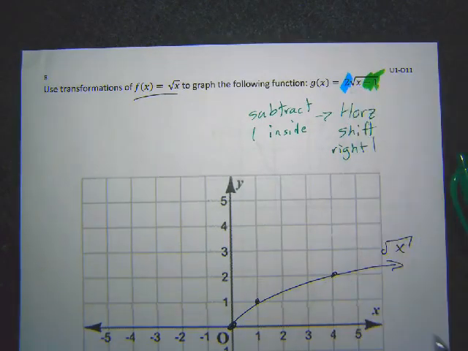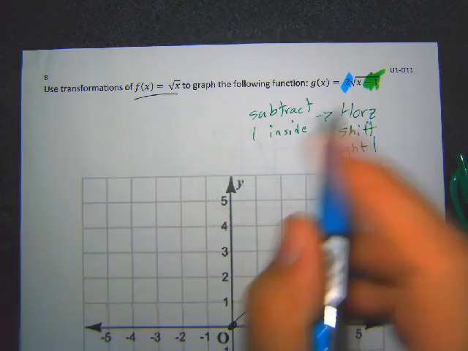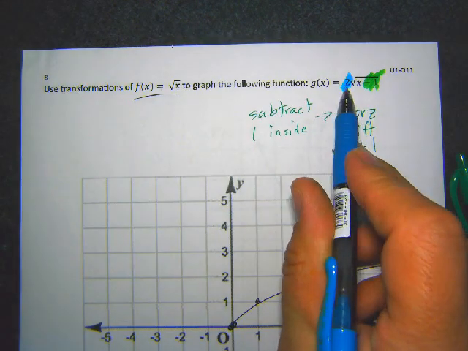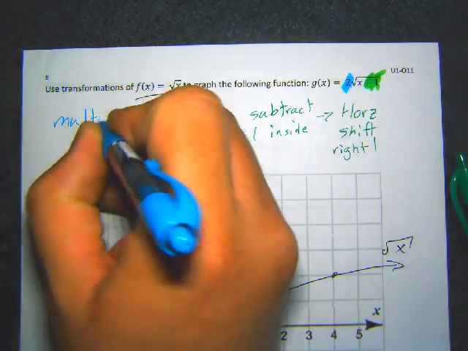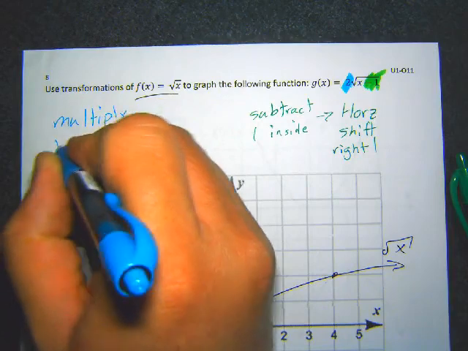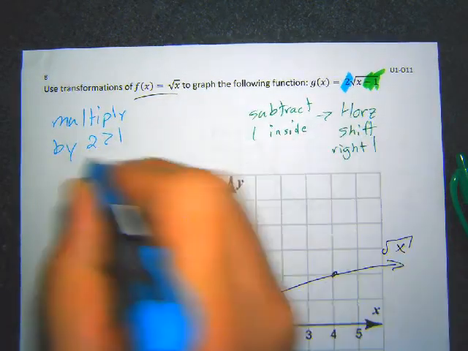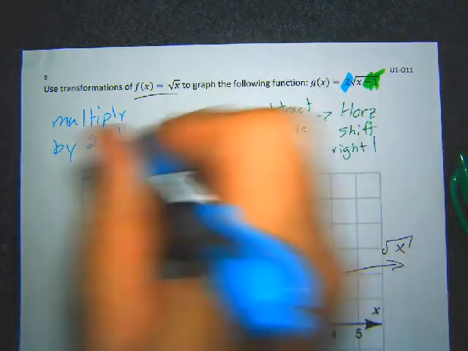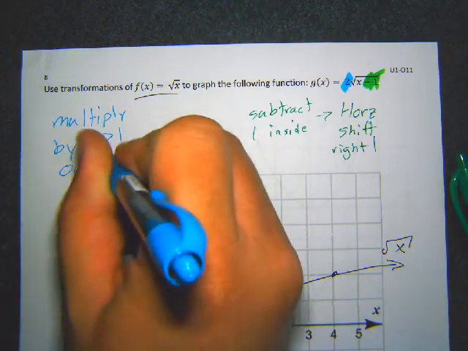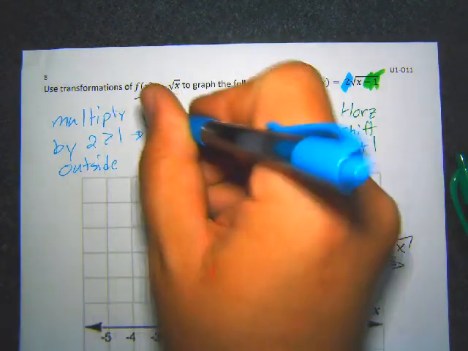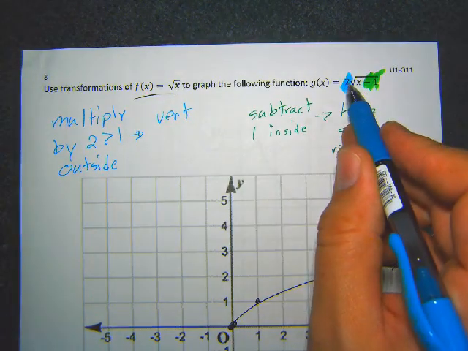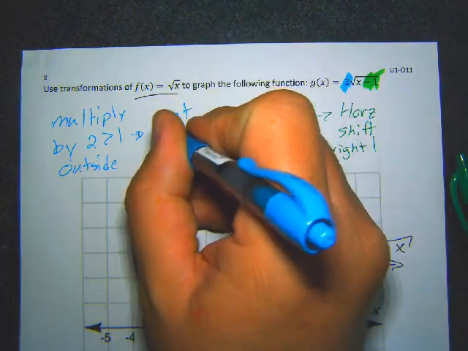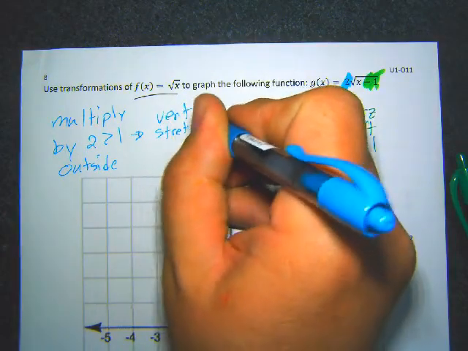How about the 2? Well, the 2 is a multiplication, so it's a stretch or shrink. Because it's on the outside, it's vertical. So multiplying by 2, which is bigger than 1, that's what's important about it. 2 is bigger than 1. Outside, we know it's going to be vertical, and because it's bigger than 1 on the outside, big numbers on the outside are stretches. So it's a vertical stretch by 2.